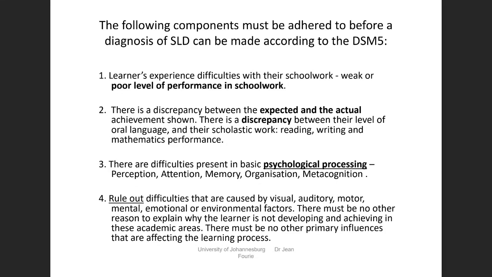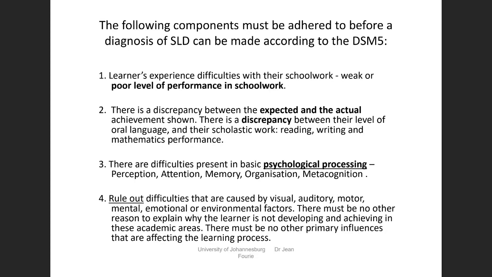Okay, the third criteria, which is a real difficult one to measure and to determine, and so therefore it does need a psychologist to do some psychometric tests which measure these things, is difficulties present in psychological processing. And the basic processing we look at here are the processes of perception, your ability to see and perceive what is presented visually and orally through ears, through hearing. So perception is impaired.